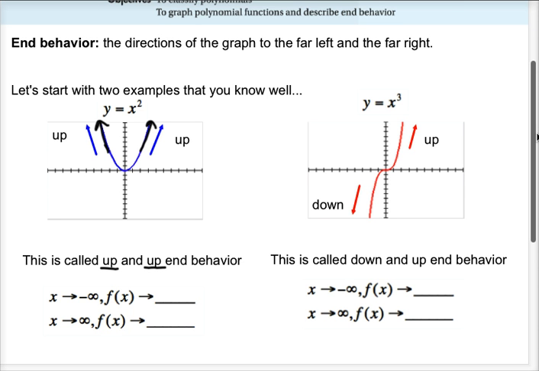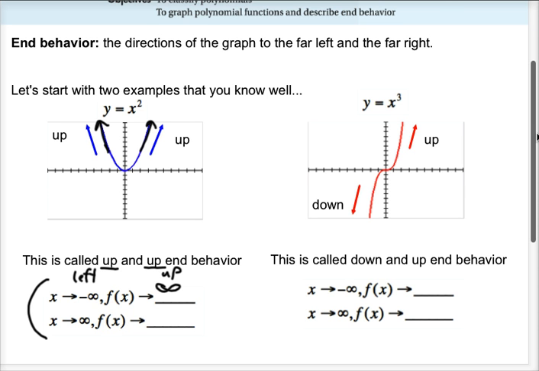Now, there's another way of notating this. So I also want you to be familiar with this type of notation right here. So as x is going to negative infinity, so negative infinity, think of as left. So to the left, what is the function doing? The function is going up to positive infinity. All right. Positive infinity means going upward.